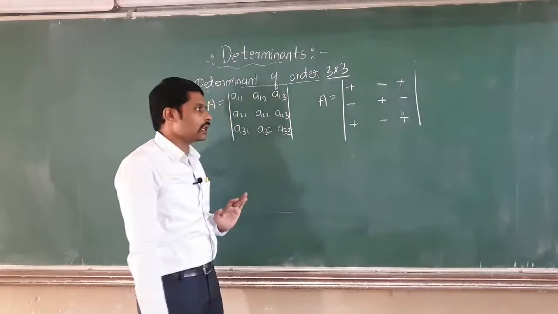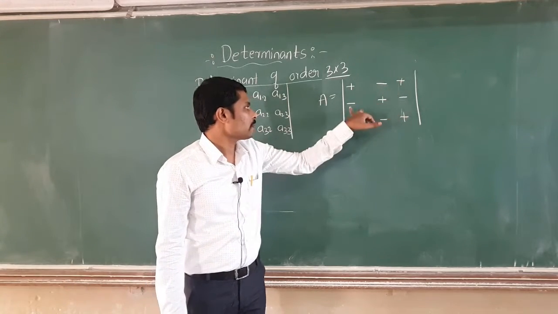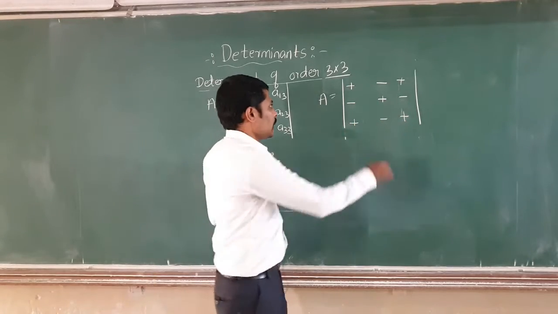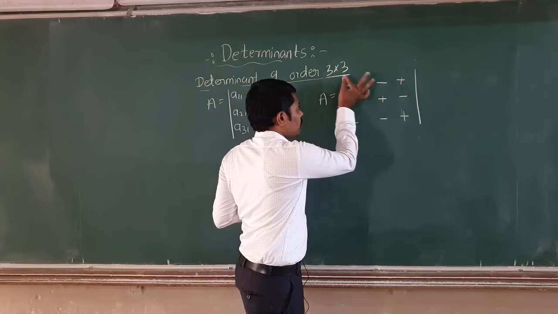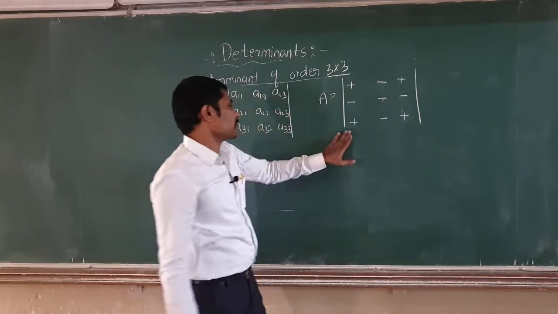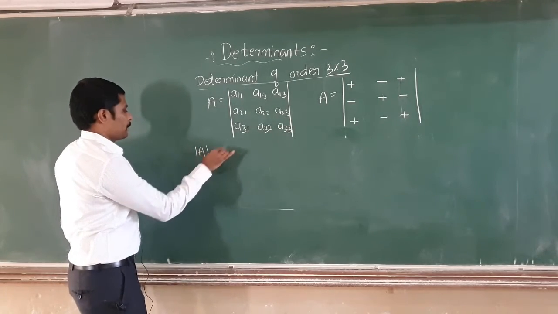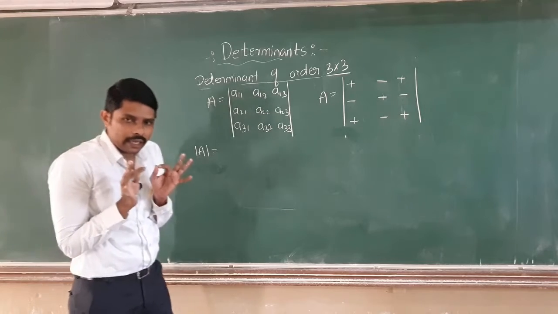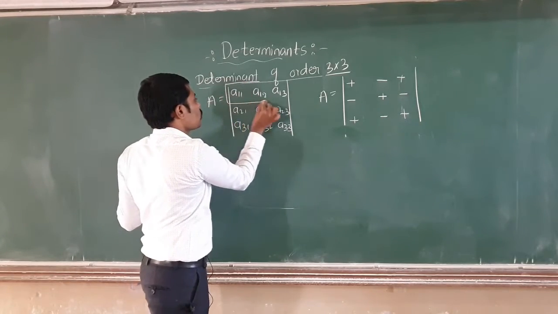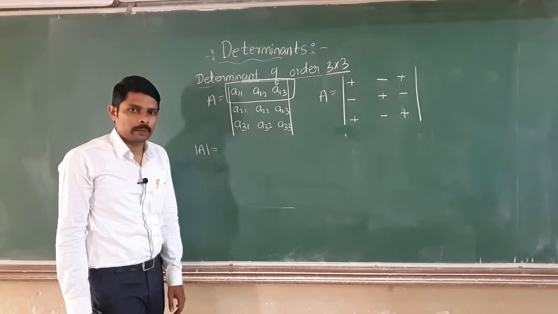Okay. This is the sign convention of 3 cross 3, that is plus minus plus, minus plus minus, plus minus plus. Remember always this principal diagonal, if you take this diagonal, it is plus plus plus, this diagonal also always plus plus plus. Now, I want the value of the determinant of A. Remember here students, I will evaluate along the first row.